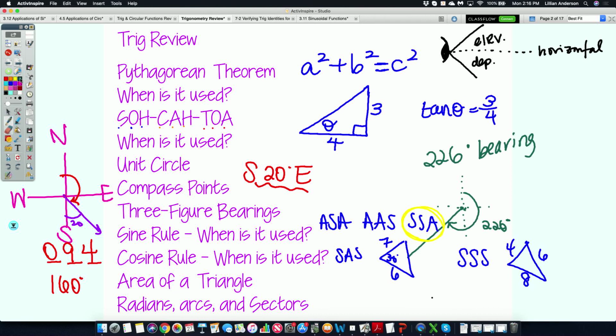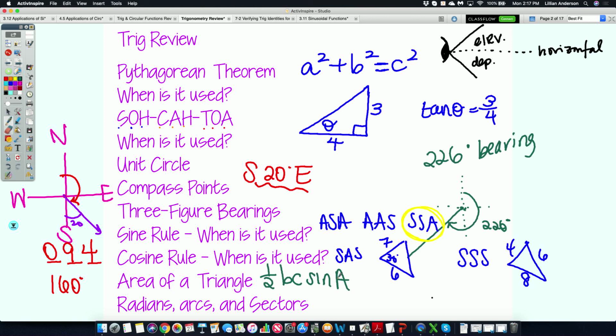Area of a triangle is also part of this. What's the formula for an area of a triangle? Half of... That's the normal right triangle, the easy one: 1/2 base times height. What is the area formula? 1/2 bc sine A. We never went over Heron's formula in this class.